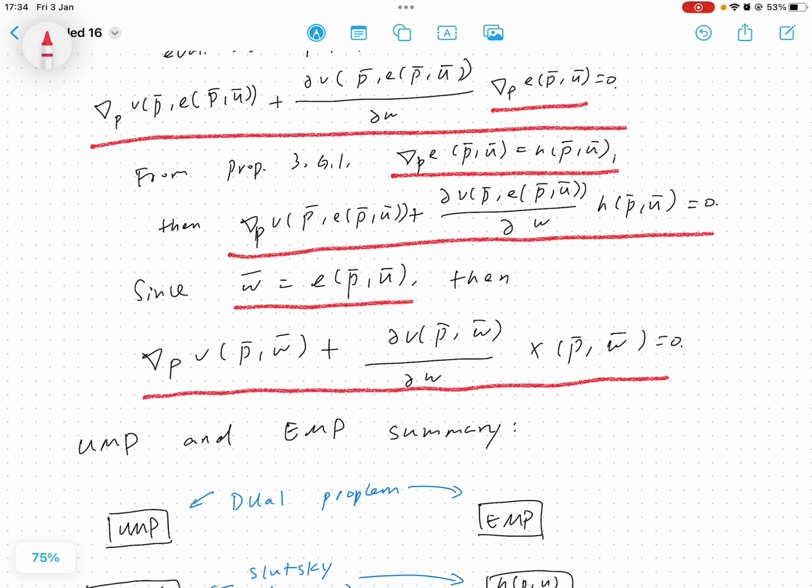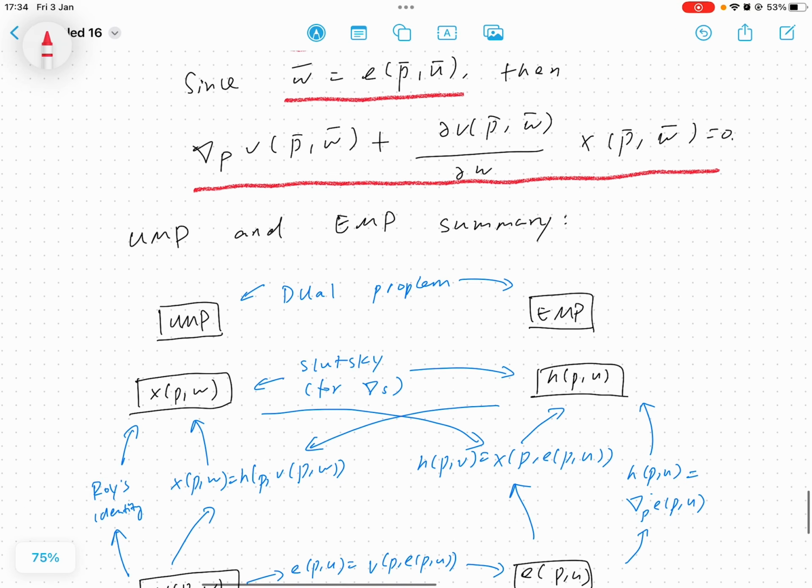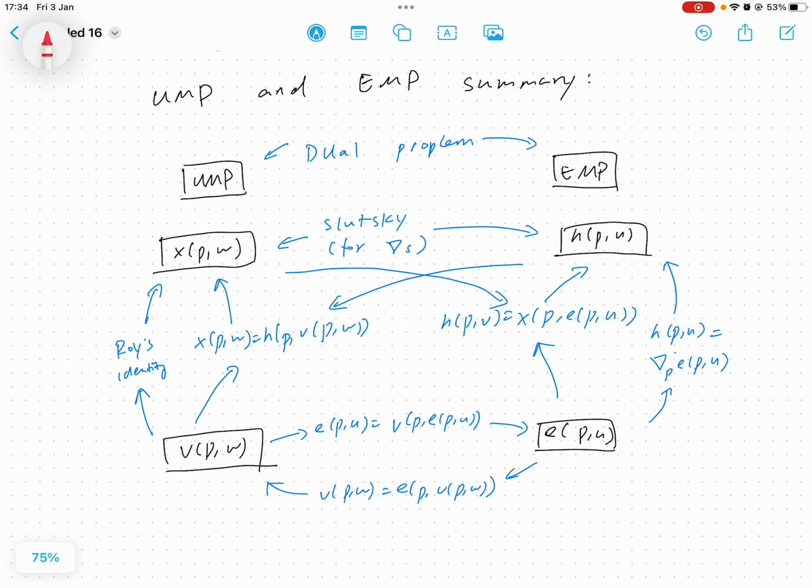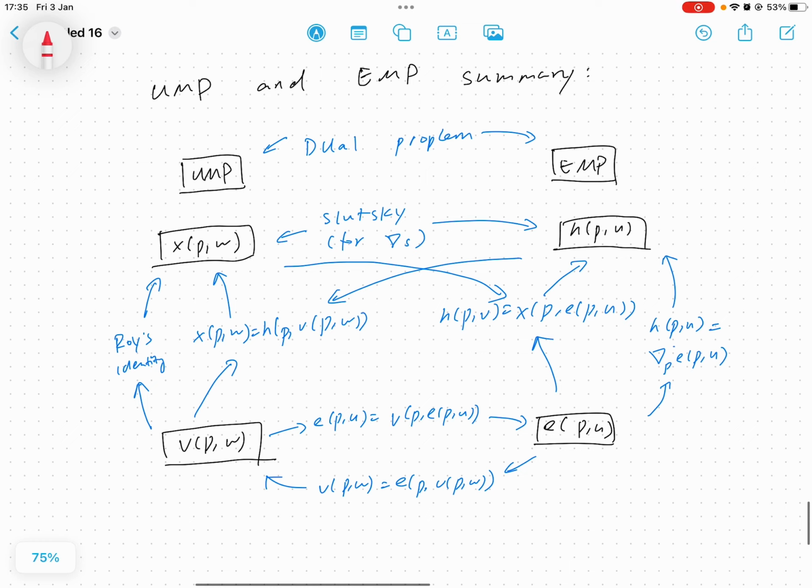Good. So that will be Roy's identity, and then we have collected all the pieces that we need to summarize the relationships between the UMP and EMP. Essentially, the UMP and EMP, as we said, are dual problems. Although they have different constraints and different objective functions, one maximizing the utility and another minimizing the expenditure, essentially they are solving the same problem, just in different formats.